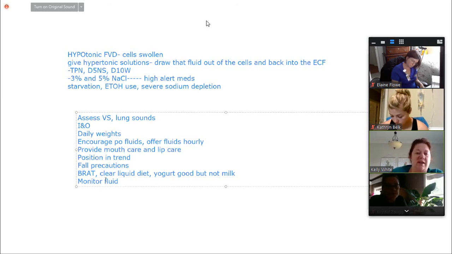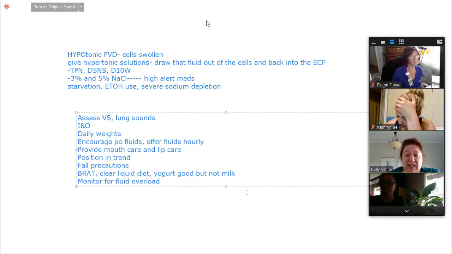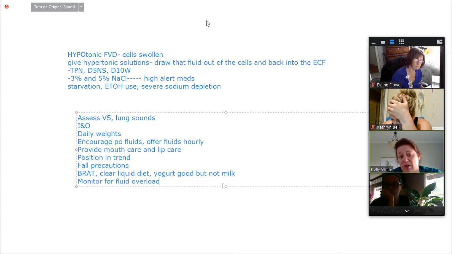Seriously, I can't type. Monitor for fluid overload, because that's a big one. Because the doctors will inevitably forget that their patient has a history of congestive heart failure, but they came in dehydrated, and they're just going to order a bolus and then fluids to run at 125 an hour, and you're going to eventually put that patient into overload. So always keep a close eye on that patient.